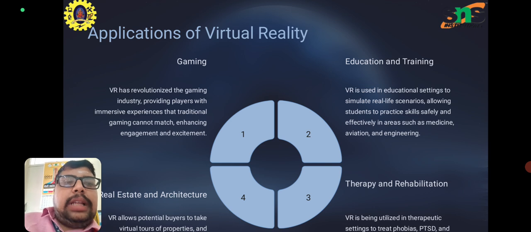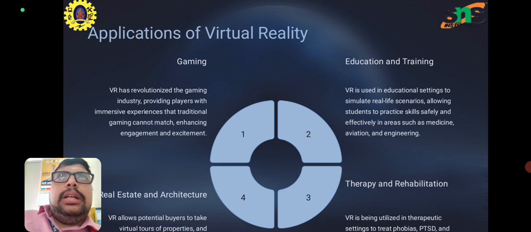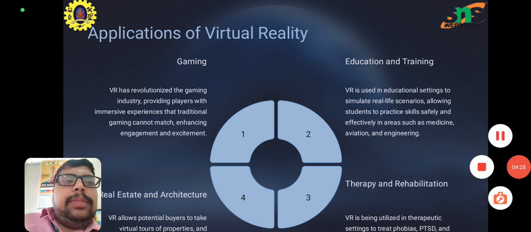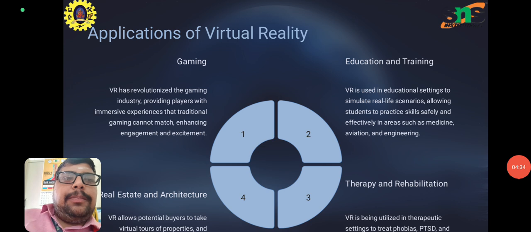Third, we have therapy and rehabilitation. Therapeutic VR is used for medical reasons and for medication treatment. Next, in real estate and architecture, before building a home or a house, a VR application will be created. Based on the VR application, the building will be implemented. It satisfies the user's need.